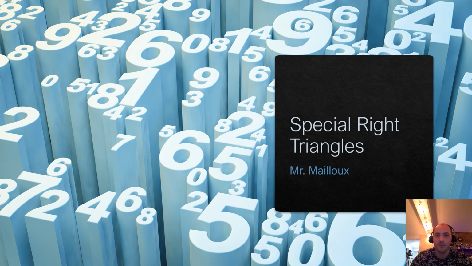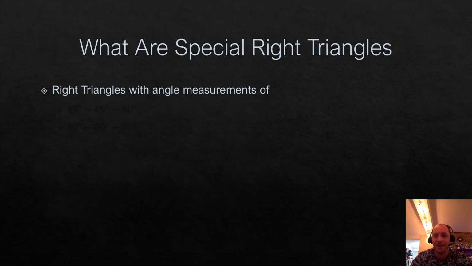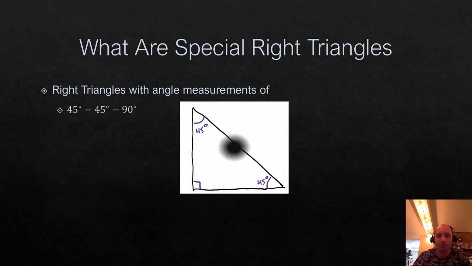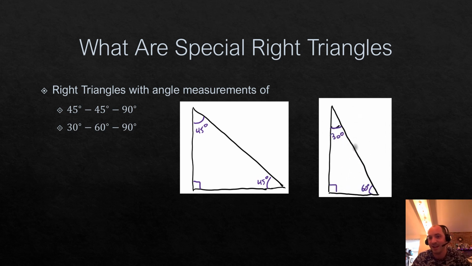So, special right triangles, what are they? They refer to angles in these particular right triangles we think are nice. The first right triangle we think of as nice is one with an angle measurement of 45 degrees, 45 degrees, and 90 degrees. So it roughly looks like this picture here I have drawn. The second special right triangle has angle measurements 30 degrees, 60 degrees, and 90 degrees. And it looks like this second picture.